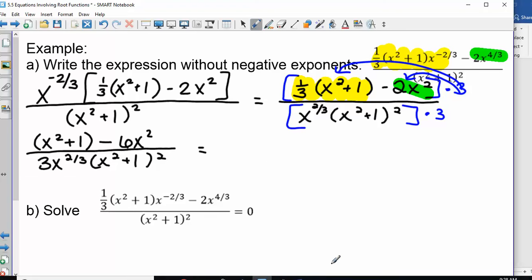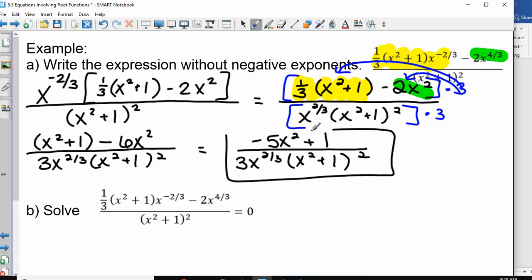We are one step from our answer. Like terms on the top. 1x squared minus 6x squared. And then your 5x squared. That's our final answer. So it's 2/3 on the top and then 5/3.